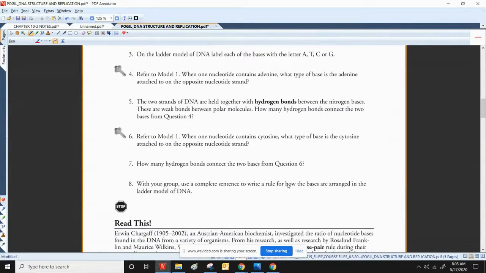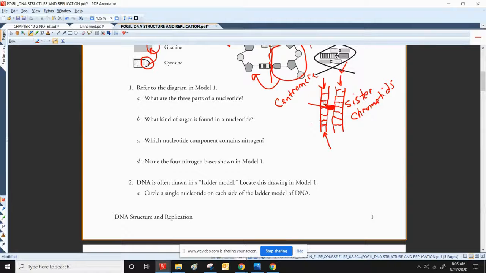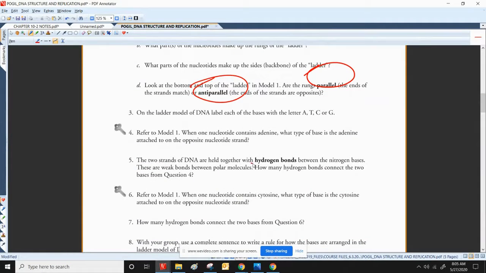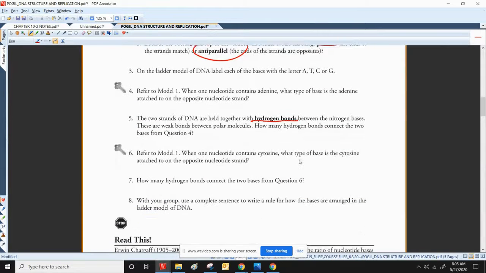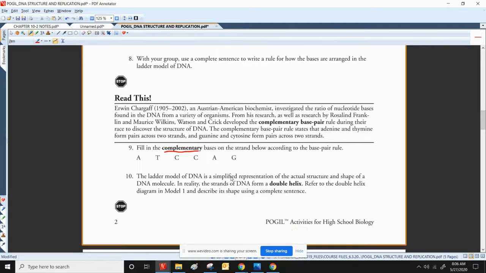Let's see. Hydrogen bonds. Those are the bonds that form between. That's a term we've seen before. Hydrogen bonds came from Unit 3. Here again are our letters, and we call them complementary. So here's our A, T, C, and G. Based on those shapes that we just talked about, how would they combine with one another? So what would the other sequence be?